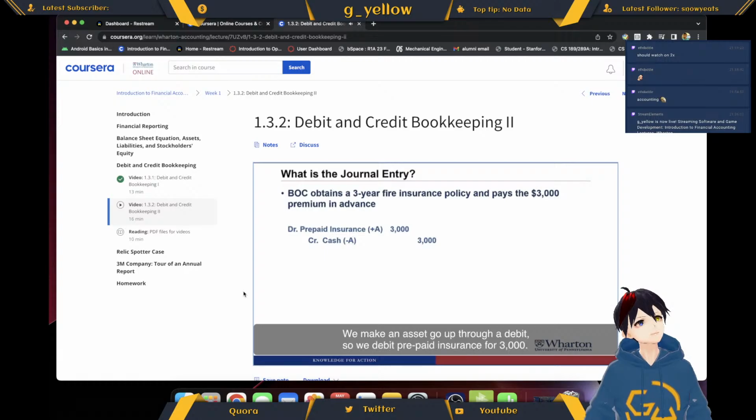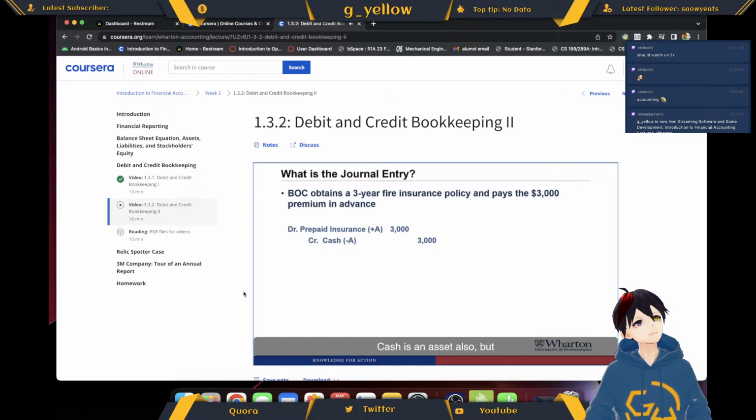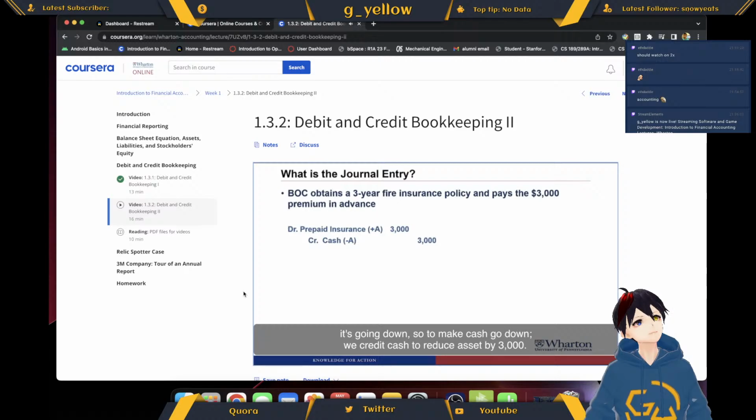We make an asset go up through a debit, so we debit prepaid insurance for $3,000. Cash is an asset also, but it's going down. So to make cash go down, we credit cash to reduce the asset by $3,000.